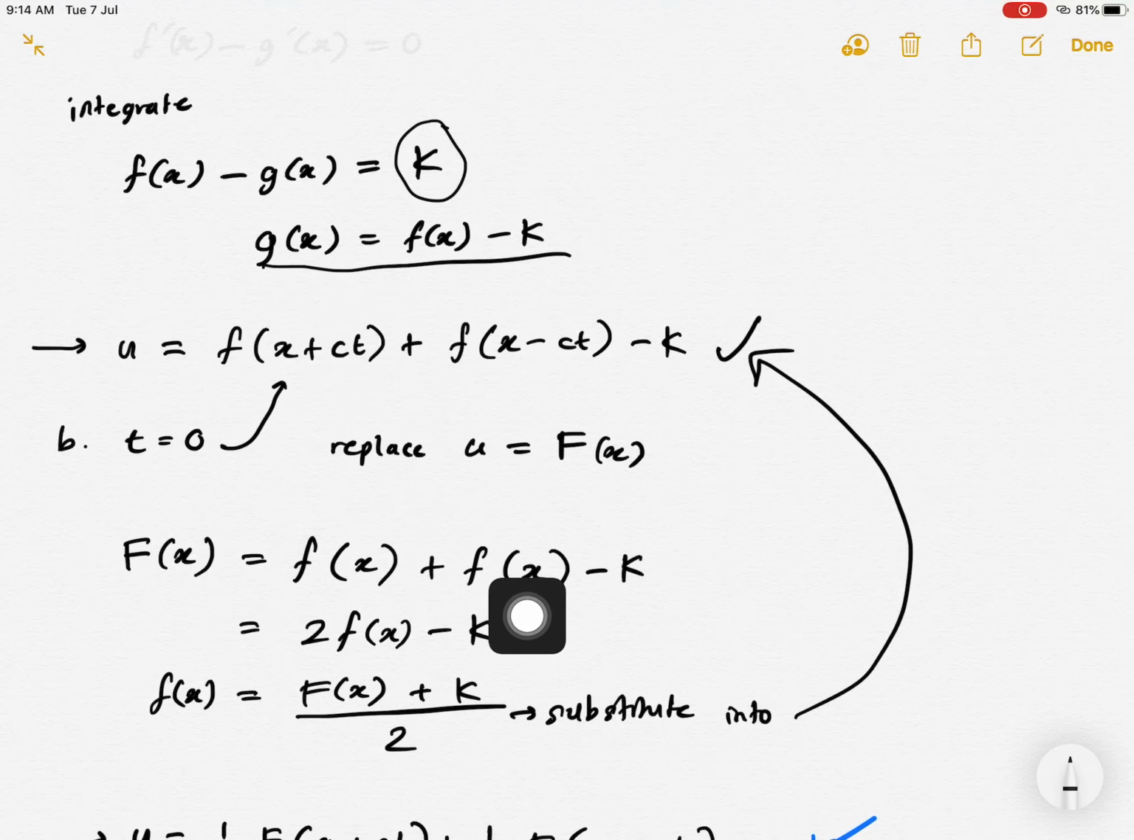Okay, right here we replace with big F, and then since t is 0, we just eliminate the ct, since t is 0, so we don't consider the c. So what is left is x, so f(x) plus f(x) minus k. This is from this function, and then we just add them, because this is plus, this is minus, but when t is 0, this is similar, so we can add them. So 2f(x) minus k. Okay.